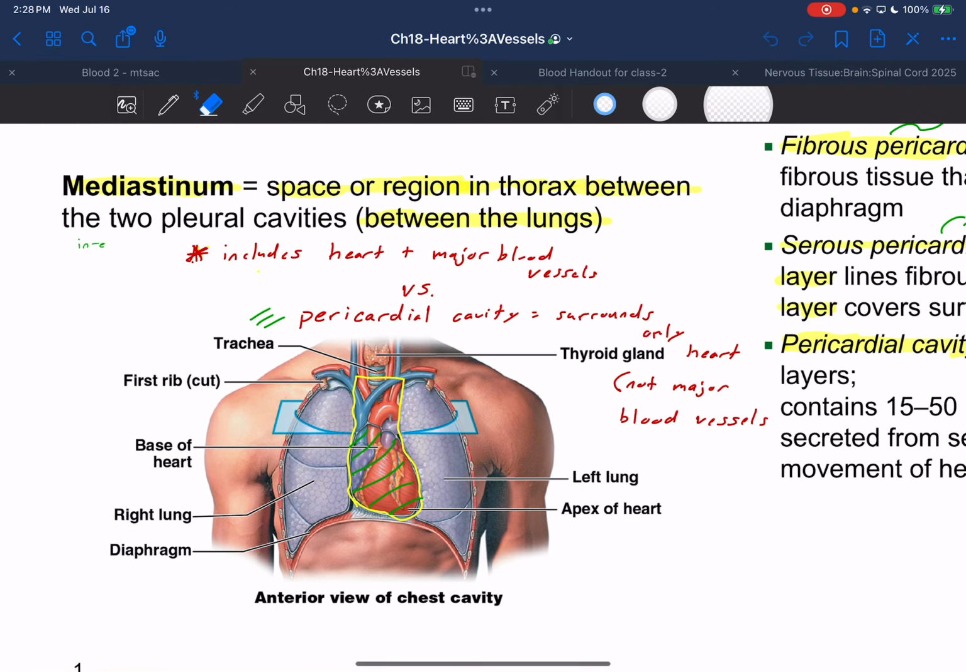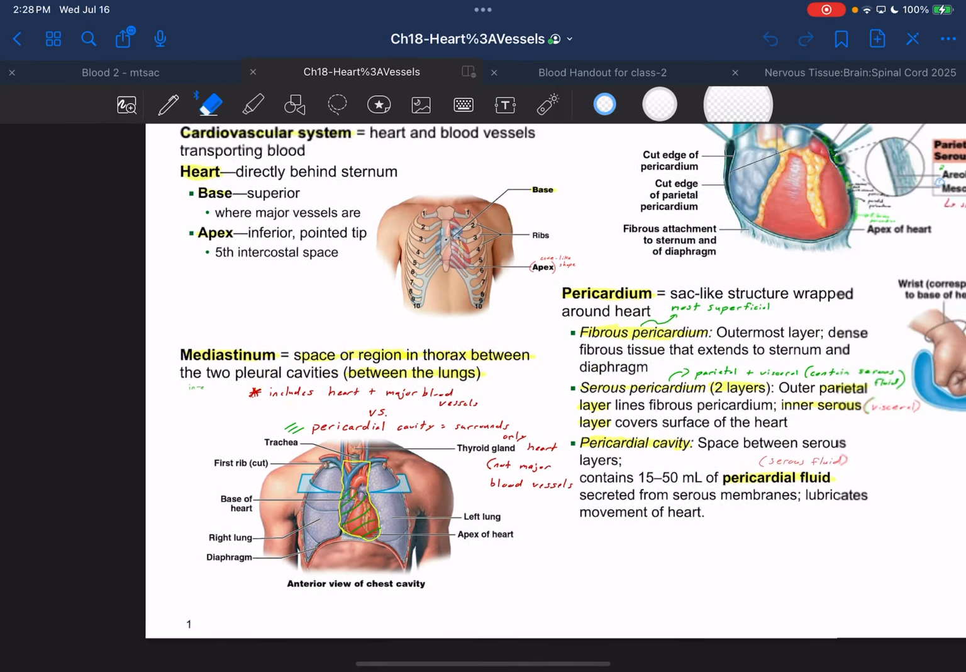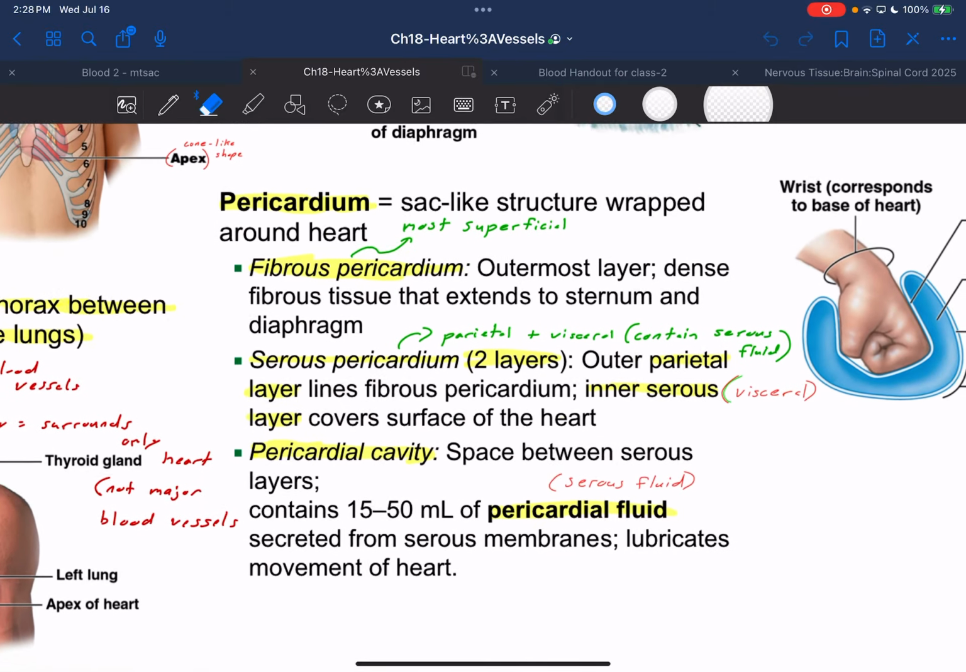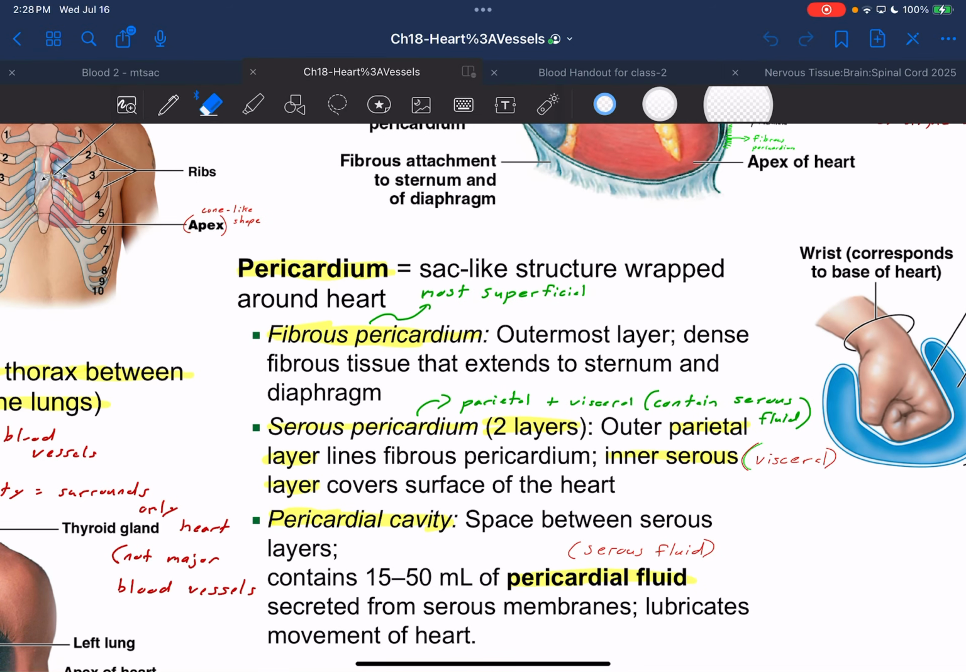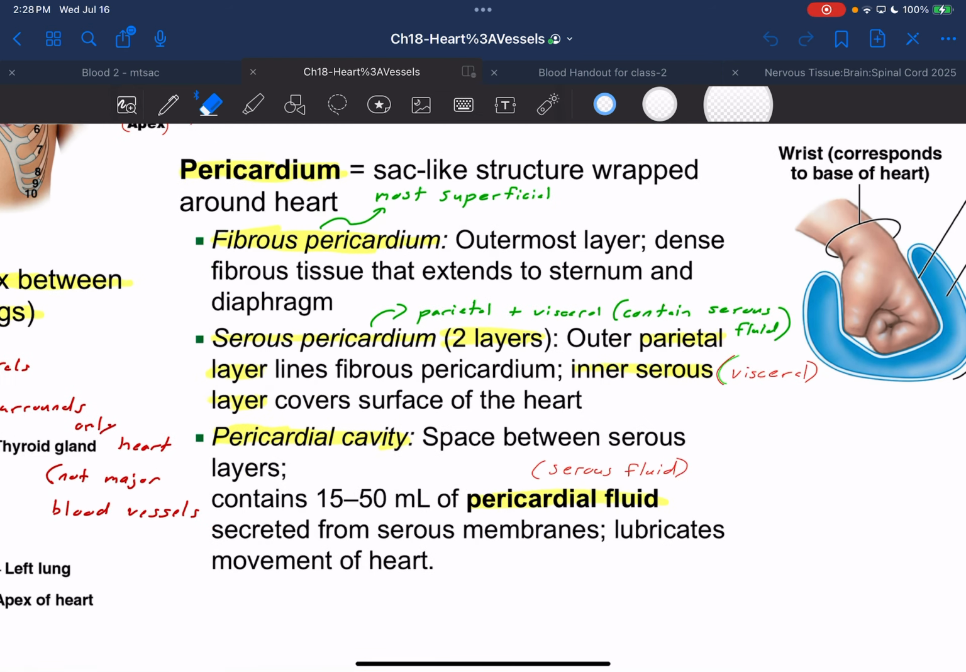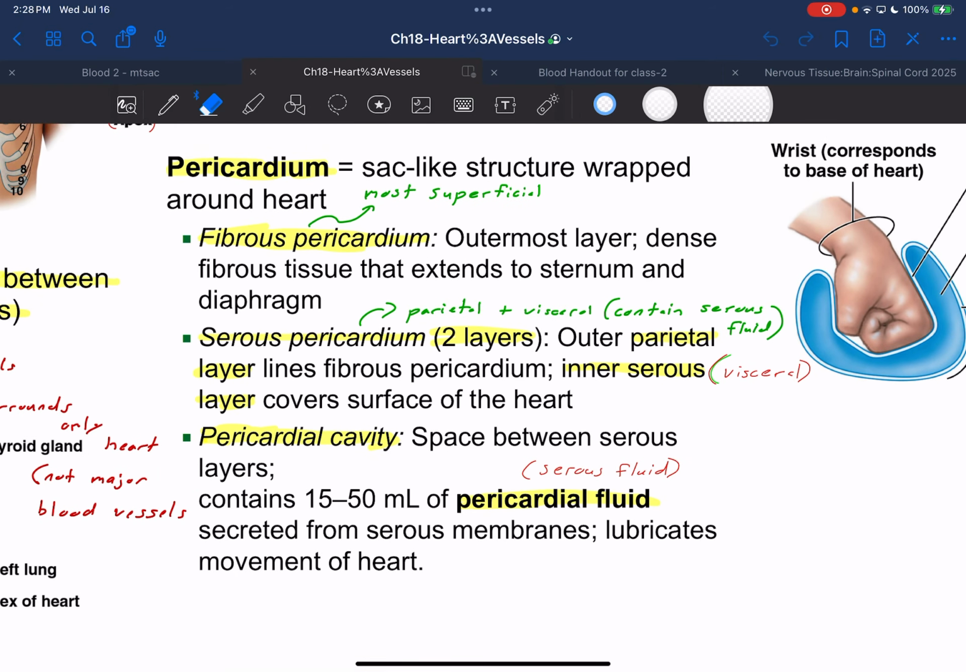All right, so we move on from our mediastinum here, and now we go to the pericardium itself. Now, the pericardium is going to be the technical name, the singular term to refer to the only sac-like structure around the heart. So it's the same thing, kind of like pericardial cavity, but what's the difference? Pericardium is all of the structures associated with that cavity.